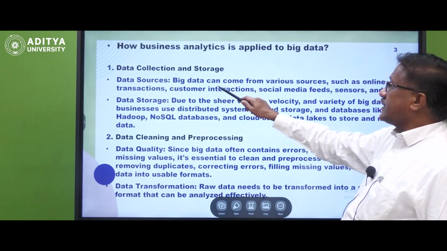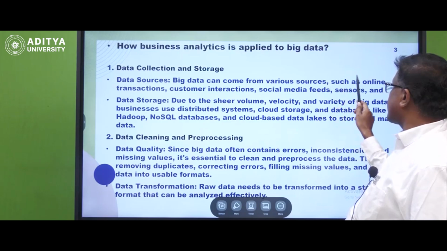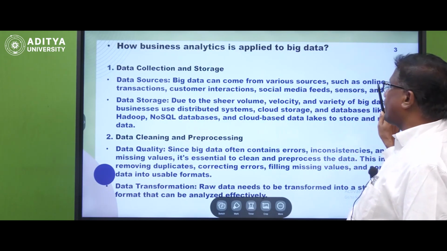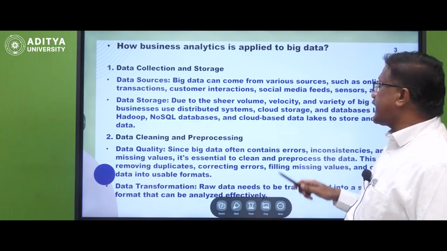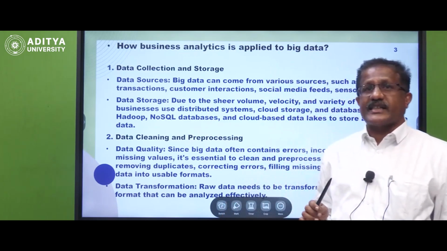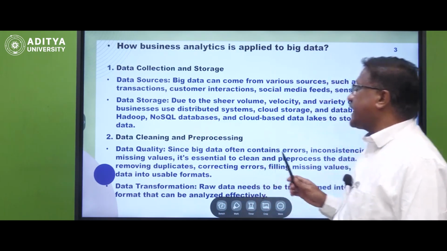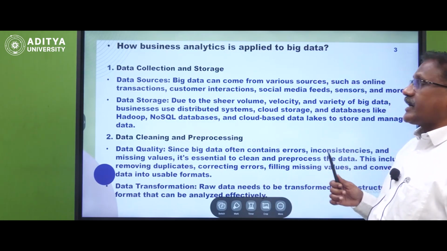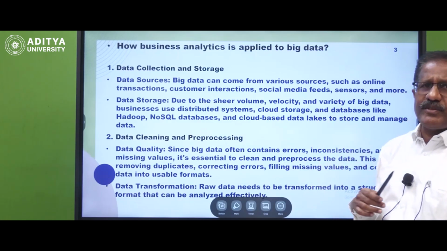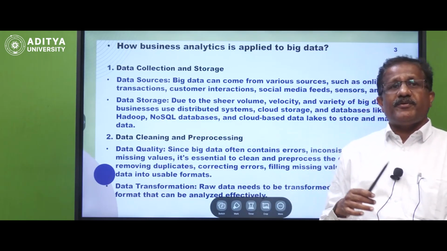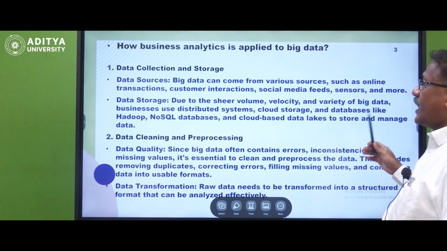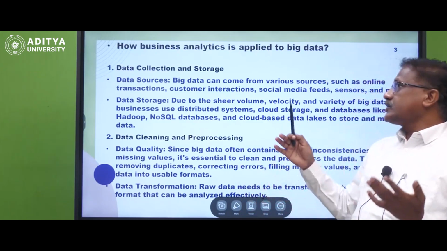Data sources means what? Big data can come from various sources such as online transactions, customer interactions, social media, sensors and many more. For example, online transactions. Yesterday when we discussed transactions in the banking sector, we understood that is one type of source we can analyze for banking purposes. Customer interactions, social media, various types of information fed into social media, sensors and many more all come under data sources.